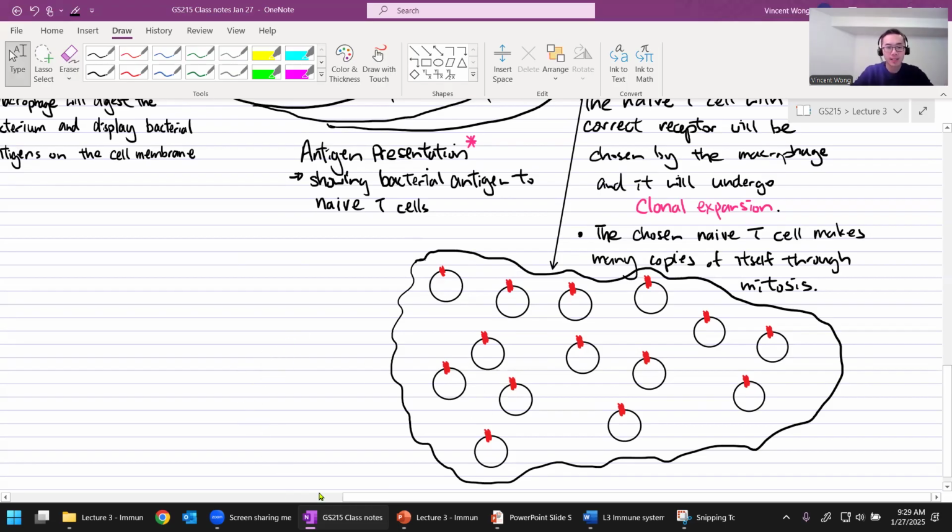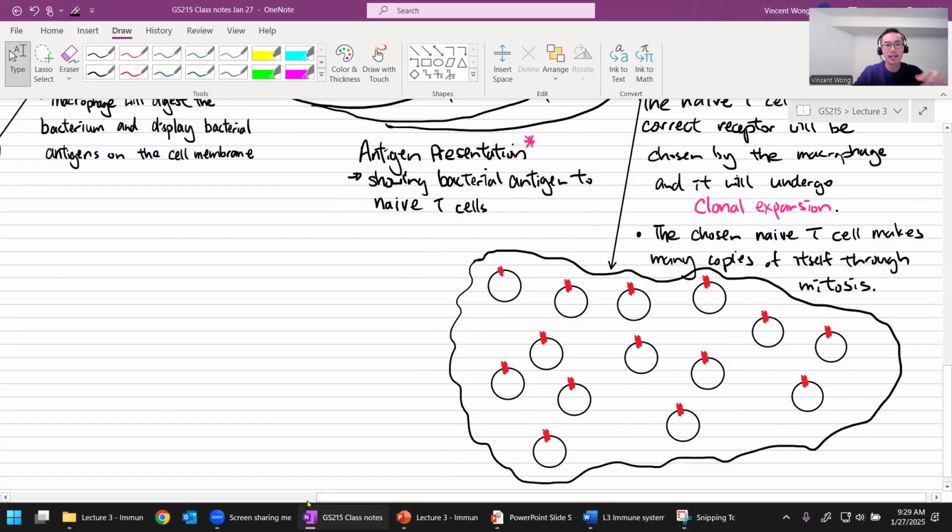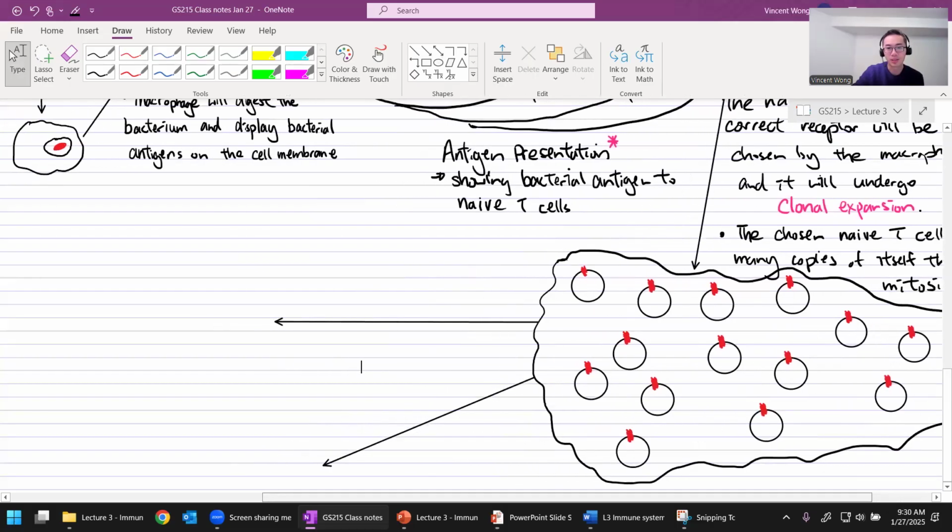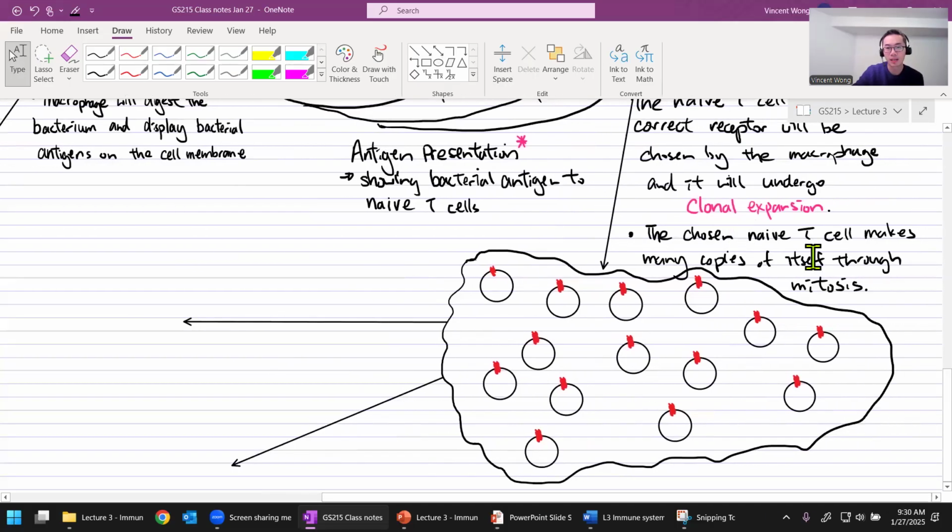So what's going to happen next? Well, these guys will transform, will differentiate into one of four things. Let's do two first and then we'll do more. So the chosen naive T cell makes many copies of itself through mitosis, and then each of these copies will transform into something.